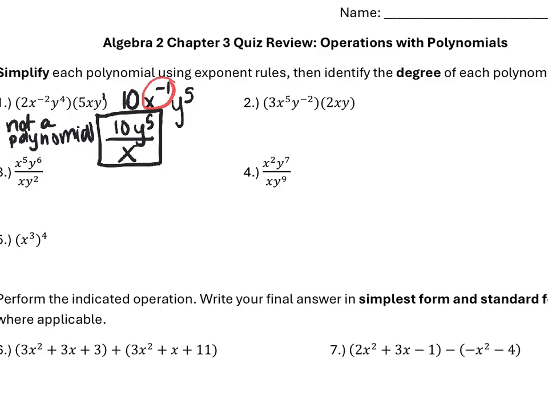Number 2, we're multiplying again. 3 times 2 is 6. X to the fifth times x, we would get x to the sixth, and then y to the negative second times y, y to the negative 1. Fully simplified, we are just going to drop this term underneath the fraction bar. So this is my simplified, and it is not a degree because it's not a polynomial.